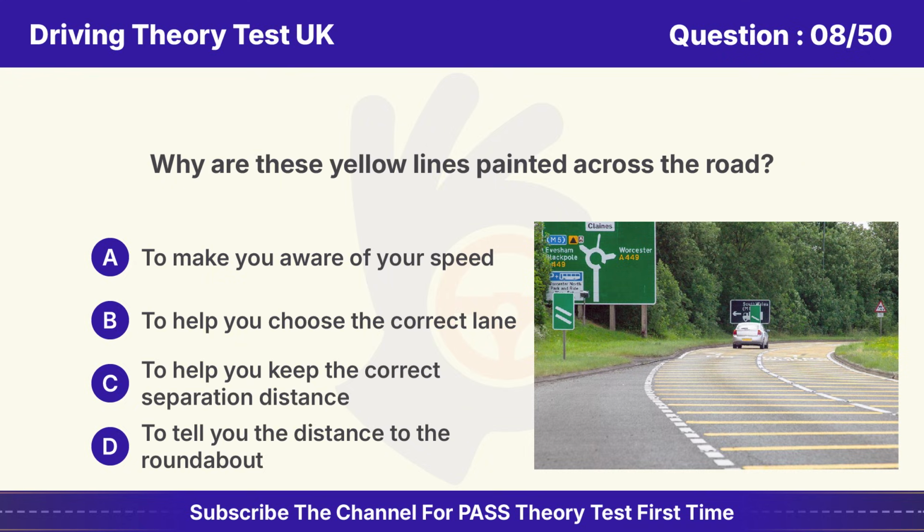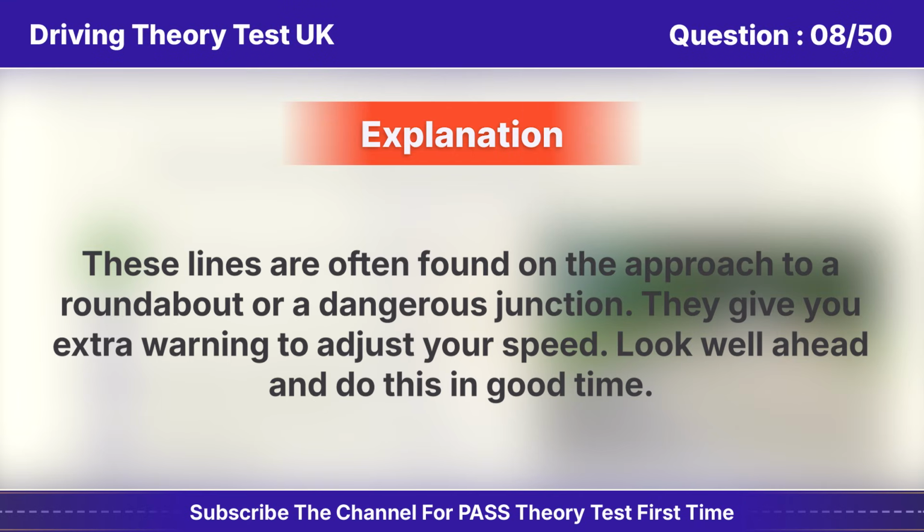Question 8. Why are these yellow lines painted across the road? Answer is A. To make you aware of your speed. These lines are often found on the approach to a roundabout or a dangerous junction. They give you extra warning to adjust your speed. Look well ahead and do this in good time.